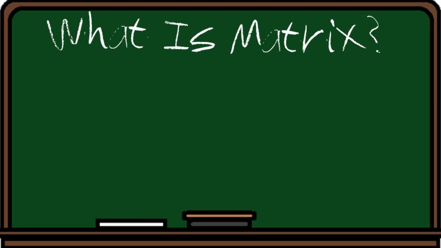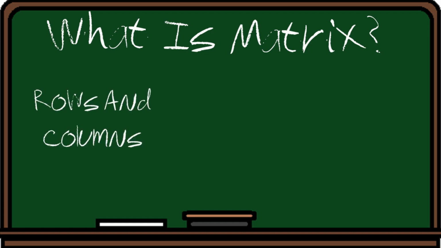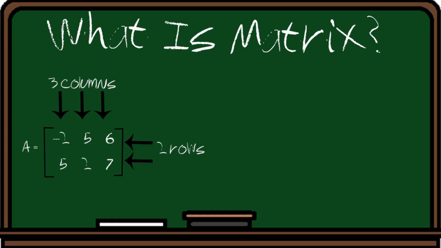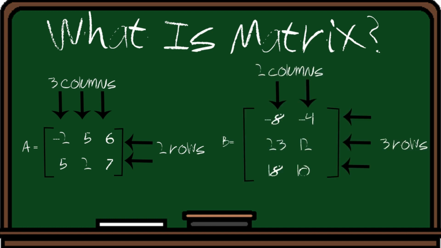So, what is a matrix? Basically, a matrix, or matrices, are a set of numbers arranged in rows and columns to form a rectangular array. For example, matrix A shows 3 columns and 2 rows, which means its dimension is a 2 by 3 matrix, while matrix B is composed of 3 rows and 2 columns, which means its dimension is a 3 by 2 matrix.